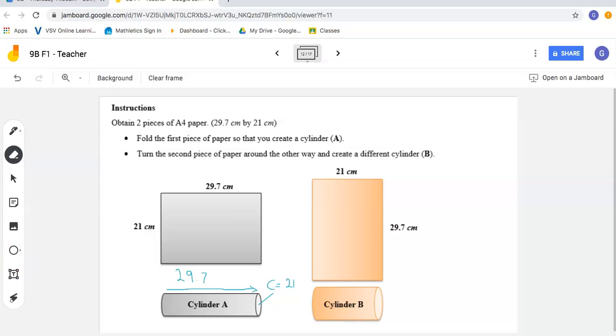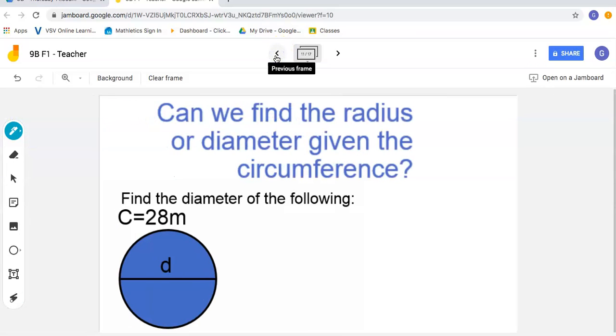Now, because it's given us the circumference of the circle and we need to find the volume, we're going to need to find the diameter or the radius of the circle. In week 1 for module F, we did go through this, but I'm happy to go through it again. We went through how we could find the radius or the diameter given the circumference.